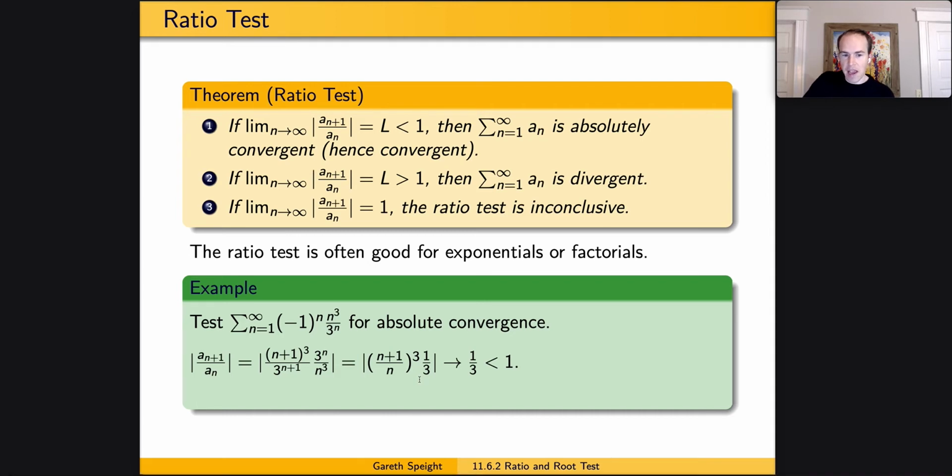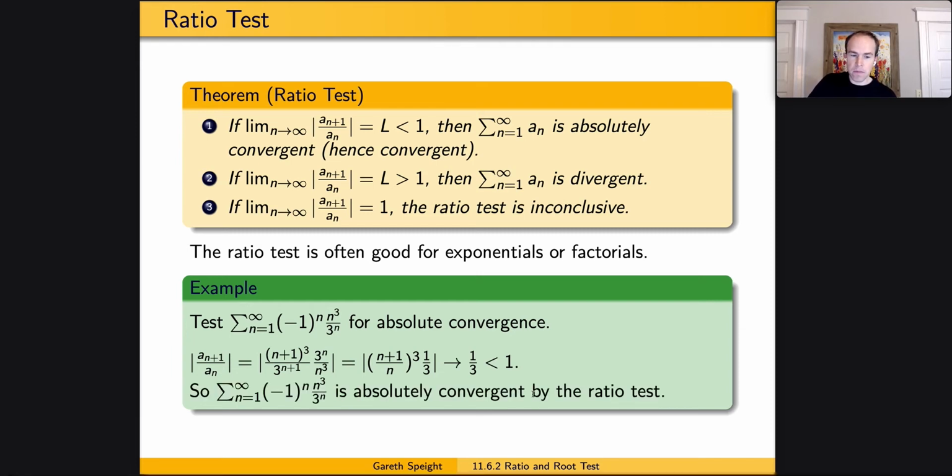Okay, then we take the limit. The (n+1) over n, which is the same as 1 plus 1 over n, tends to 1, so 1 cubed is 1. Then we just have left the 1 over 3, which is strictly less than 1. So a_{n+1} over a_n in absolute value tends to some number which is strictly less than 1. So by the ratio test, this series converges absolutely. In particular, it also converges.